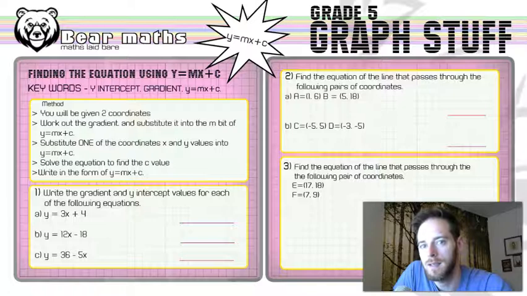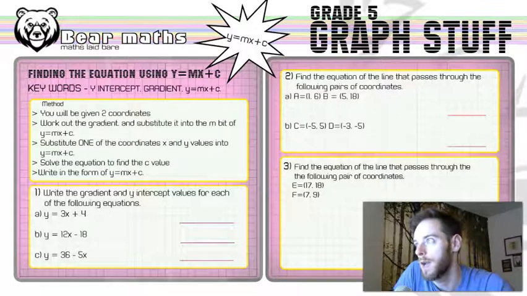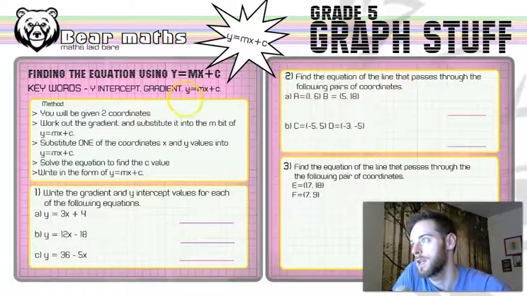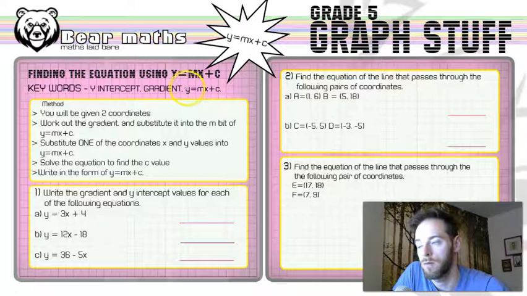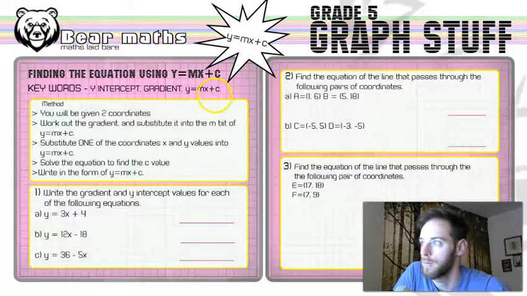The y-intercept is where the graph goes through the y-axis. The gradient is how steep the line is. And y equals mx plus c means something: the y is the y coordinate value, the m is the gradient, the x is the x coordinate value, and the c is the y-intercept value. This is the general form for the equation of a straight line, a linear graph.